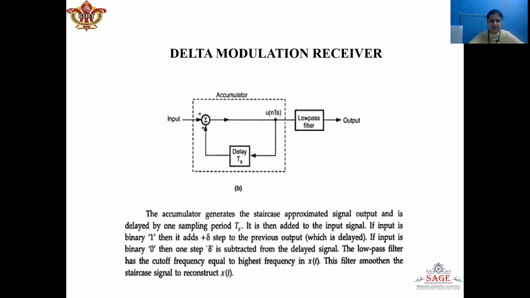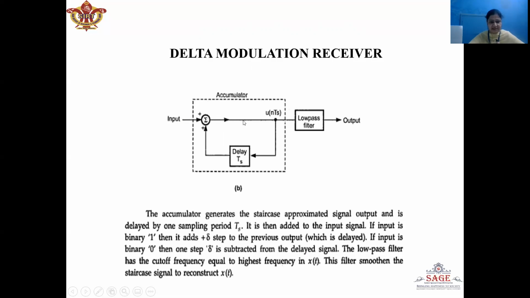Now here we can see the receiver block diagram of the delta modulation. At the receiver end, the single bit which represents the delta modulator output is transmitted via the channel. When this single bit is received, it is first decoded by using the decoder circuit. Now the decoder will generate b(kTs). b(kTs) will have value plus delta when 1 bit is received, whereas b(kTs) will have value minus delta when 0 bit is received.